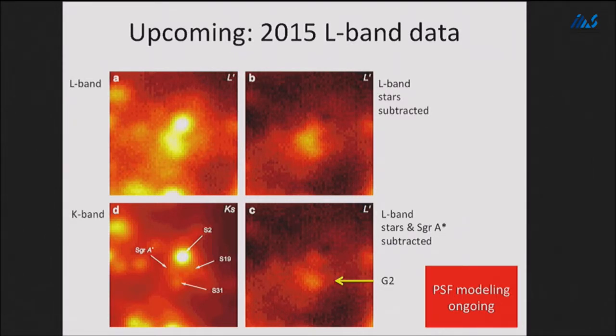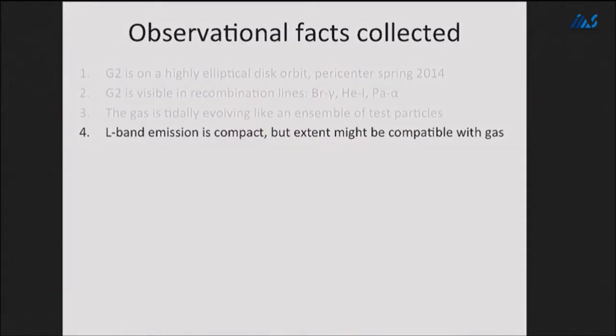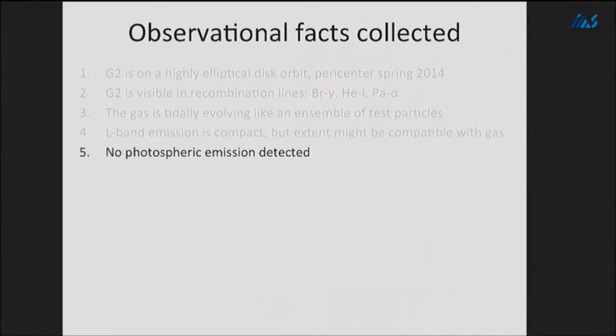But I'm sure we will make some statement. We are simply not yet sure what the statement will be. So I think that statement is also given with that. The next point is that there's no photospheric emission detected of the object. We don't see any light coming from a photosphere of a star.